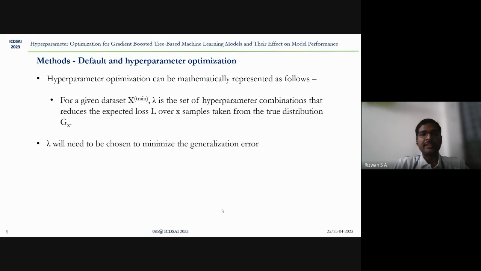Hyperparameter optimization, as we all know, can be mathematically represented as follows. For a given data set X train, lambda is the set of hyperparameter combinations that reduces the expected loss L over X samples taken from the true distribution G of X. So this lambda will need to be chosen to minimize the generalization error.